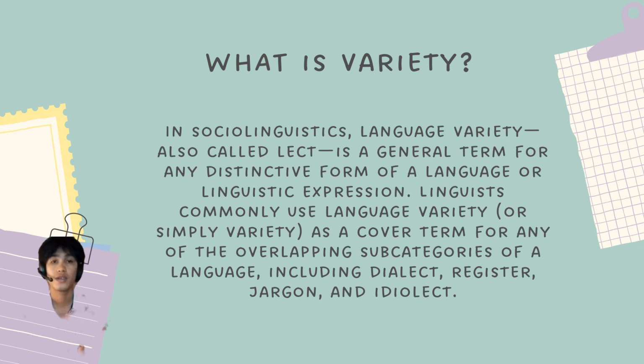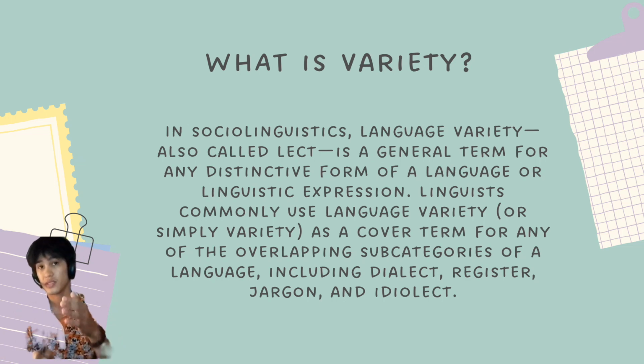Of course, variety. So what is variety? In social linguistics, language variety, also called lect, is a general term for any distinctive form of language or linguistic expression. Linguists commonly use language variety, or simply variety, as a cover term for any of the overlapping subcategories of a language, including dialect, register, jargon, and idiolect.